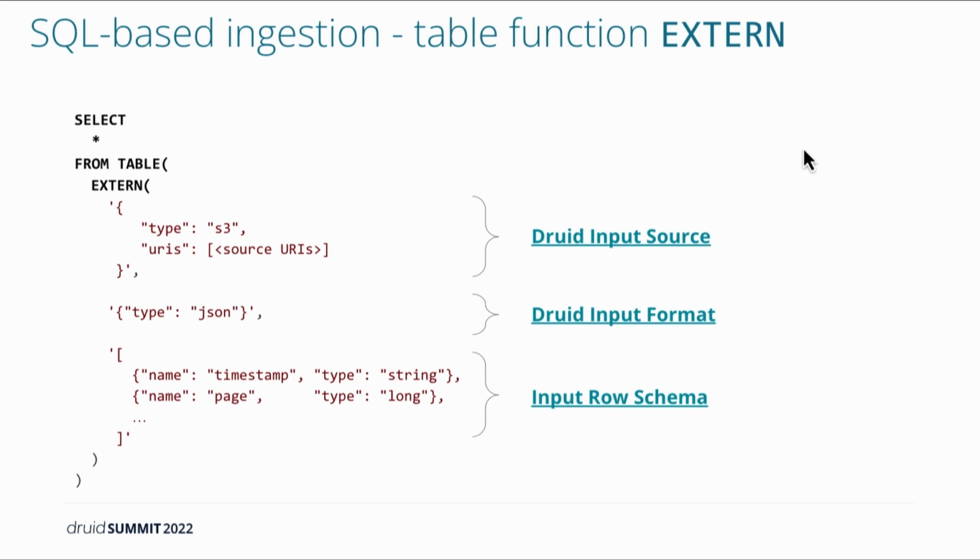So the other feature that we talked about is the extern table function. You specify it in the from clause as part of the select portion of the SQL. The extern function takes 3 parameters. One is the Druid input source. This is any of the Druid batch input sources that are supported in traditional batch ingestion. You specify the input format just like you would in traditional ingestion, and all of the same data formats are supported. And finally, you specify the input row schema. This is a description of the fields that will be read off of the external files that are being specified in the first parameter.